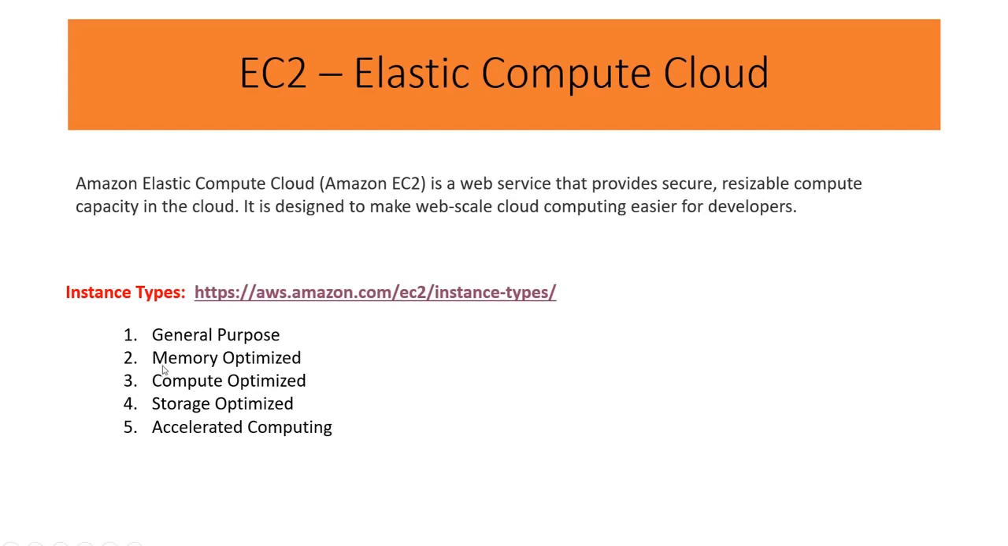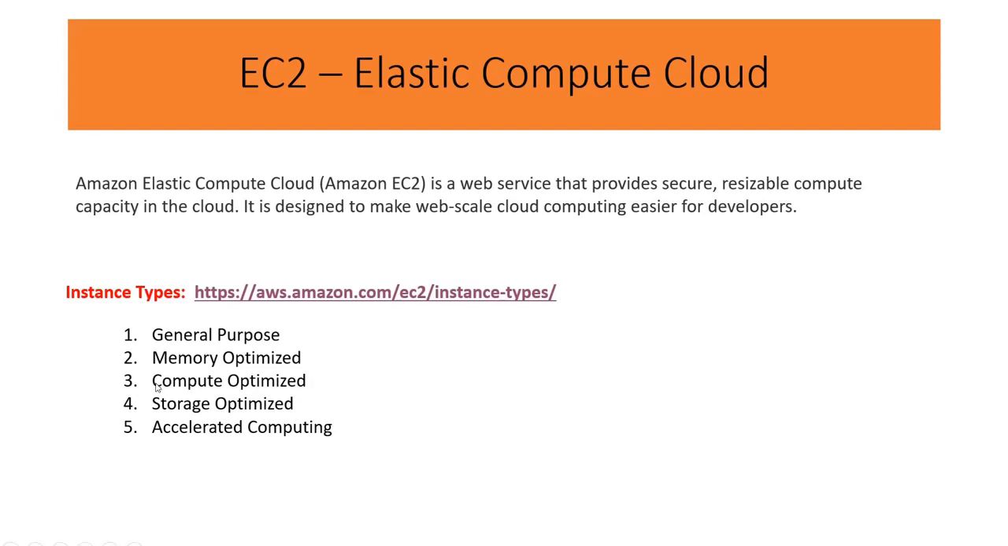Let's say in our organization they need more memory, or more processing speed, or more storage. Based on that, we have different kinds of instances, like memory optimized. If you have a lot of projects which need more memory, then you can go with memory optimized instances. All are with different prices, that is for sure.